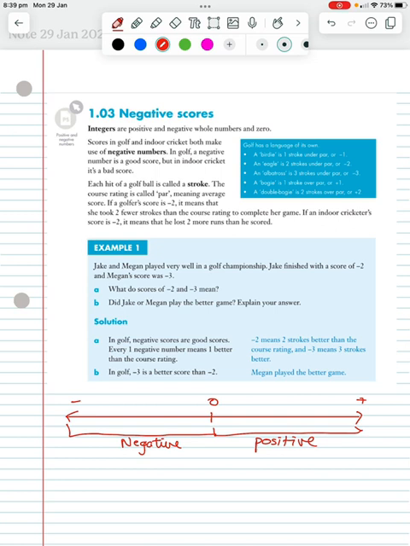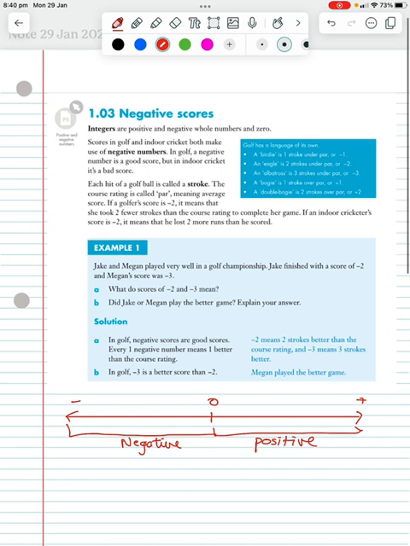The course rating is called our par, meaning the average score. If a golfer's score is -2, it means that she took 2 fewer strokes than the course rating to complete her game. If an indoor cricketer's score is -2, it means that he lost 2 more runs than he scored.